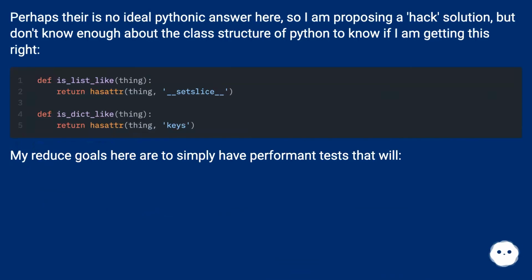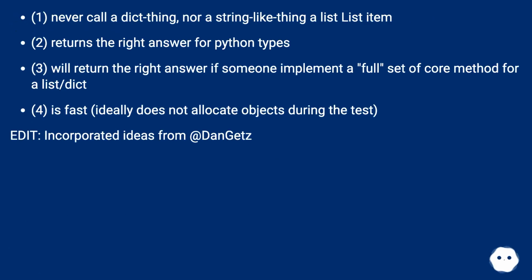Perhaps there is no ideal Pythonic answer here, so I am proposing a hack solution, but don't know enough about the class structure of Python to know if I am getting this right. My reduced goals here are to simply have performant tests that will: 1. Never call a dict thing, nor a string-like thing, a list item. 2. Return the right answer for Python types. 3. Return the right answer if someone implements a full set of core methods for a list or dict. 4. Be fast, ideally not allocating objects during the test. Edit, incorporated ideas from @DanGets.